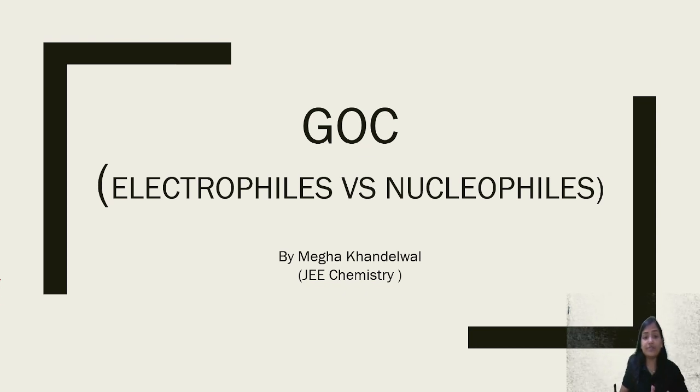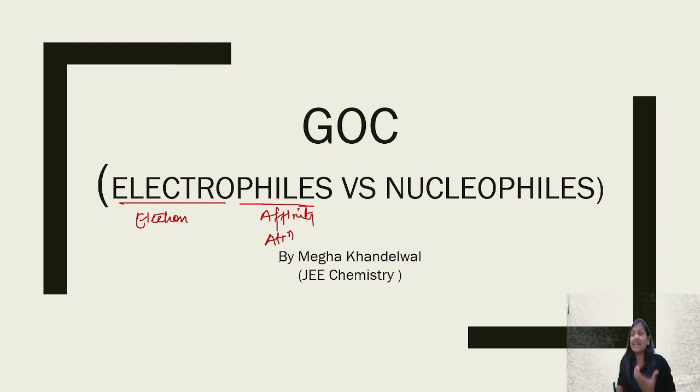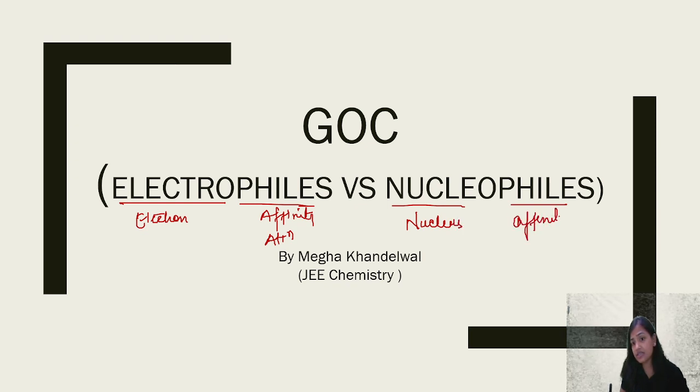As you go through the names of these two things, electrophiles and nucleophiles, electro means electron, and phile means affinity. Affinity is basically attraction, or you can say love towards the electron. And nucleophile means nucleus, and phile again means affinity. So when you go with the meaning of these terms, you will easily be able to understand nucleophiles are basically nucleus-loving.